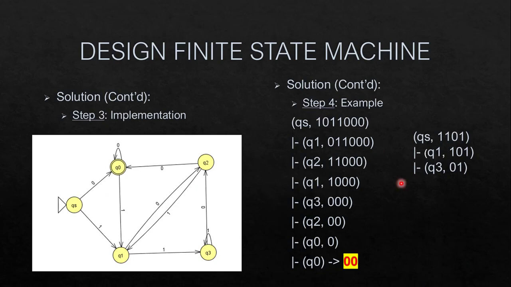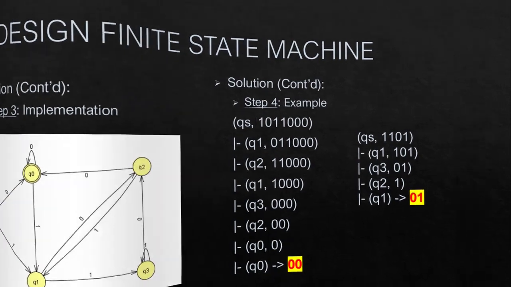From Q3, we will go to Q2. From Q2, we will go back to Q1. So the output generated will be 0, 1. Since we have reached the Q1 state, that means Q1 is representing 1 as the remainder. So the FSM will generate 0, 1 as the output instead of N.